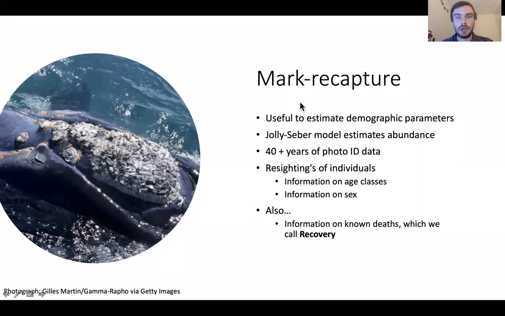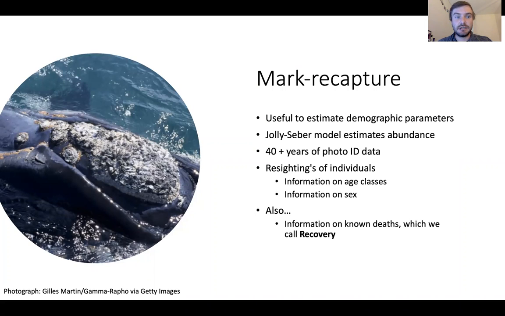So most people are aware of what mark recapture is. It's a useful tool to estimate demographic parameters when we have these large capture histories from populations. And there are particular models, such as the Jolly-Seber model, which are also useful for estimating abundance for populations. So for species like the North Atlantic right whale, where we have more than 40 years of data, these methods are really good for estimating the demographic parameters.